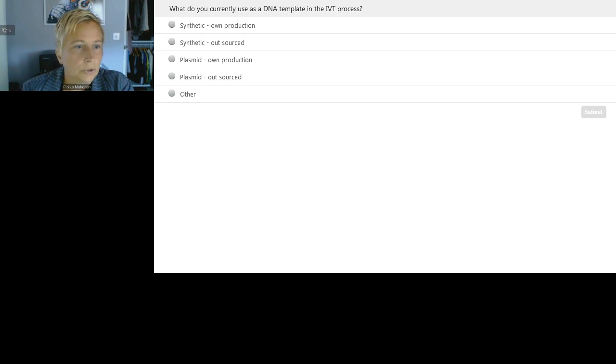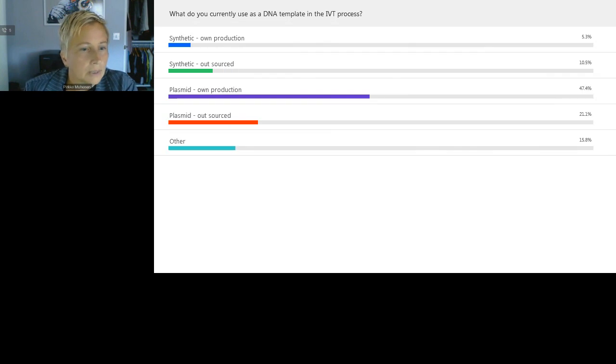Okay, let's have a look. It really looks like the plasmids are coming from your own production. Some of them really are outsourced. And it looks like a really nice distribution in where you are sourcing your DNA template.